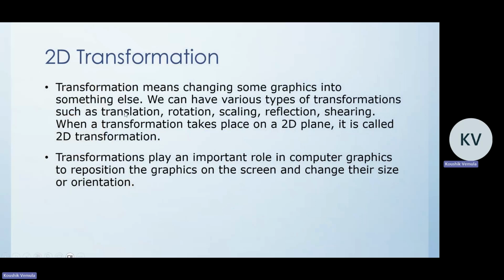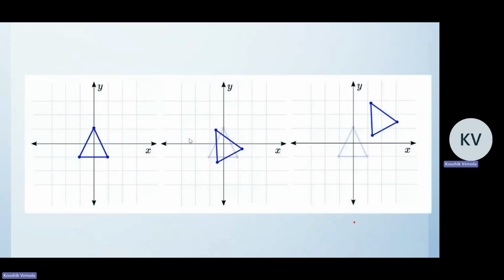Some of the types of transformations are translation, rotation, scaling, reflection, and shearing. If the transformation which we are speaking of takes place on a 2D plane, it is called 2D transformation. Transformations play an important role in computer graphics to reposition the graphics on the screen and change their size or orientation. As we can see in this image, from image 1 to image 2 we have a rotation happening. From image 2 to image 3, we have a translation happening.